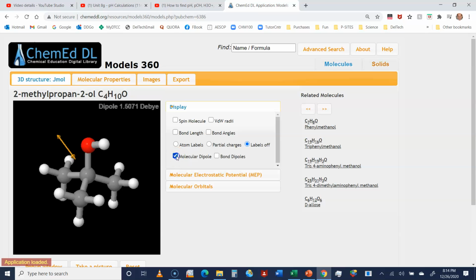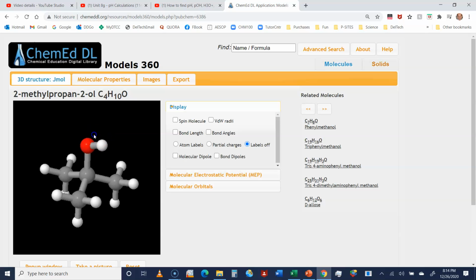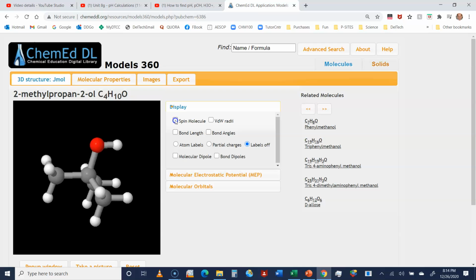If we look at the molecular dipole, it's not quite as big as before. And that's because it's swamped out by all these other dipoles. So while this molecule is somewhat polar, it's not incredibly polar. But you can say that it's partially polar. That's perfectly fine. If you want to spin it and take a look at it, you can do that.